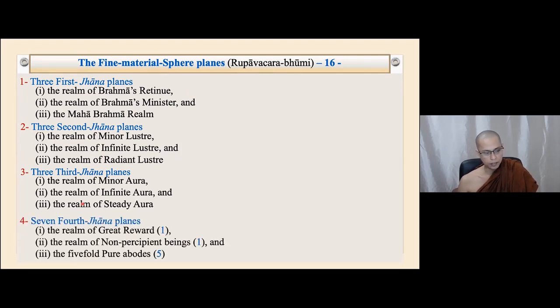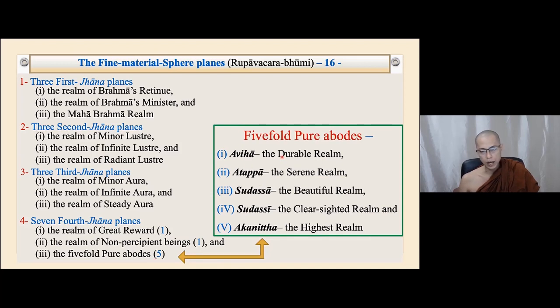Then the fourth jhana planes are great rewards. So this is called the Vehapphala, great reward, only one. And non-percipient beings, this is called the Asannasatta, and the pure abodes, five pure abodes, are called the Suddhavasa. Suddha is pure, Avasa is abode, five pure abodes. And the five pure abodes are Aviha, Atappa, Sudassa, Sudassi, and Akanittha, the five realms of the pure abode, related to only the three highest noble persons.